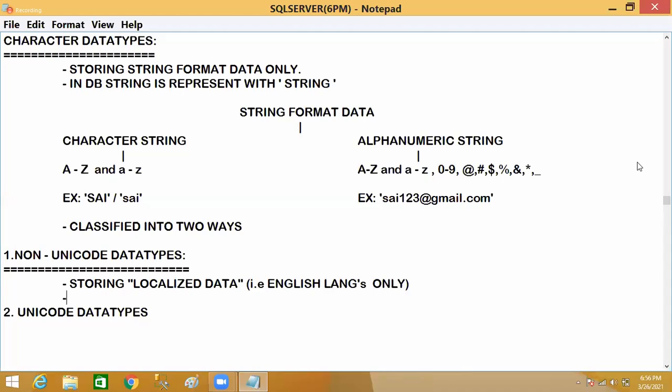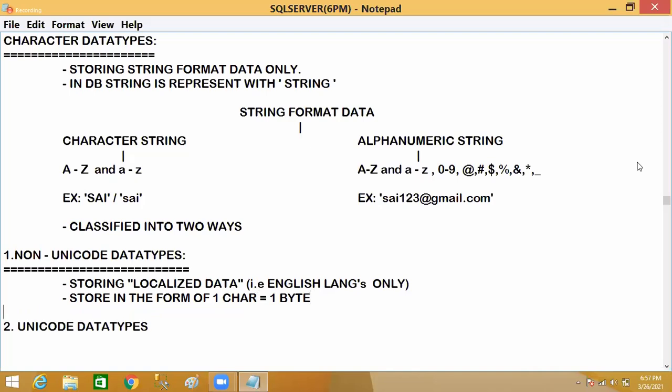Now, how will the data be stored in these non-Unicode data types? The data will be stored in the form of one char, and one char is equal to 1 byte. So in such a way, the data is going to be stored here.